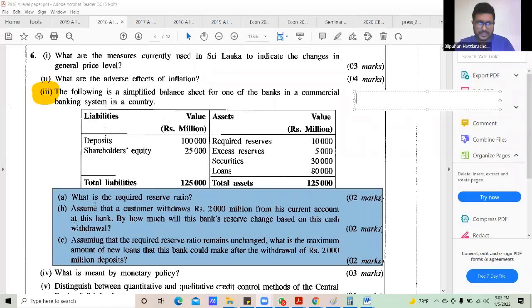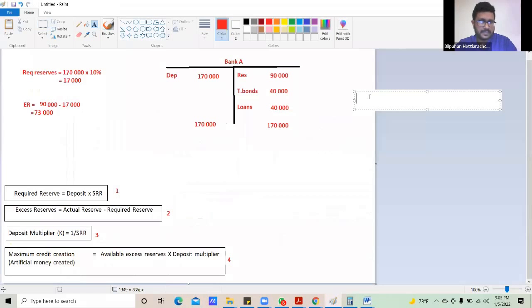Right. So what's the first question? Required reserves. So we have to use our first equation. What is the first equation? Required reserve equals deposit into SRR.